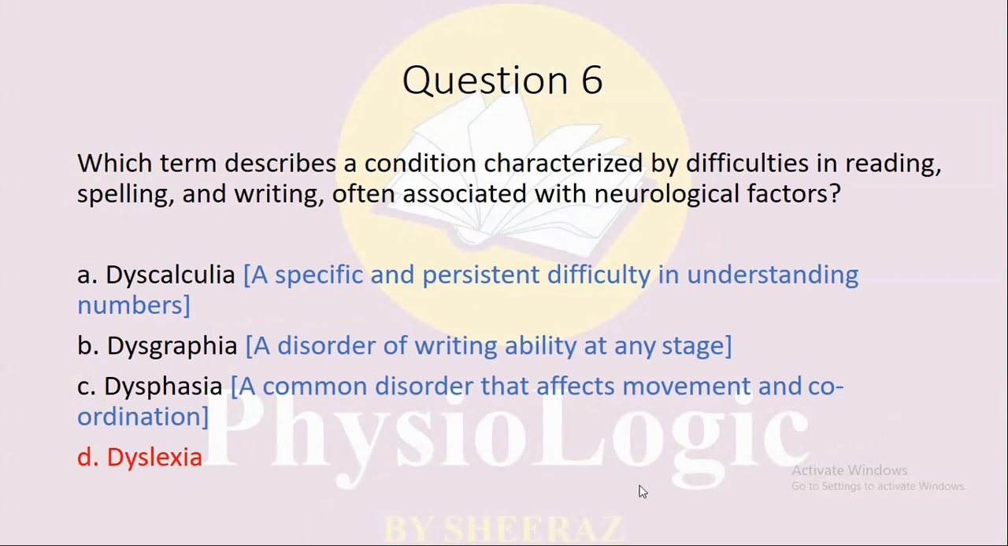Dyscalculia is a specific and persistent difficulty in understanding numbers. Dysgraphia is a disorder of writing ability at any stage, and dysphasia is a common disorder that affects movement and coordination.